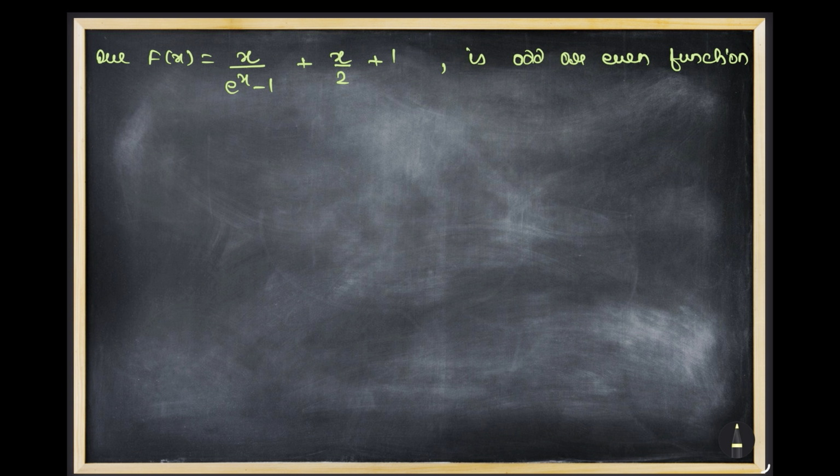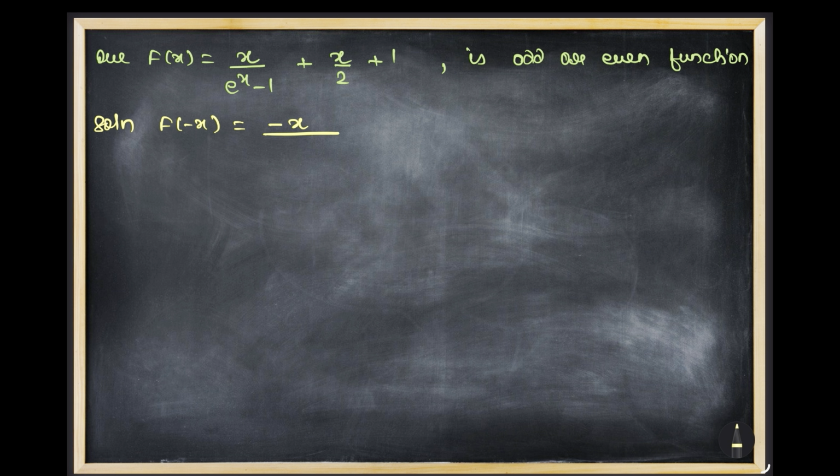So, we are back with a wholesome new question which says: if f of x equals this, then is it an even function or an odd function? You know that to judge whether a function is even or odd, we need to talk about f of minus x. What is f of minus x? You have to replace x with minus x.